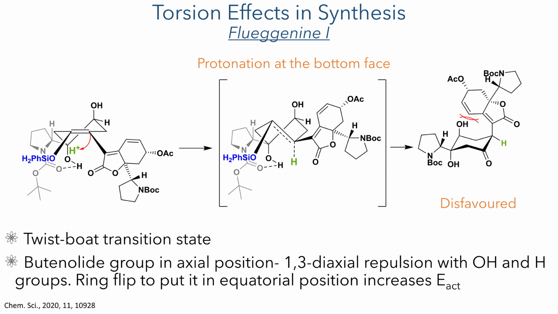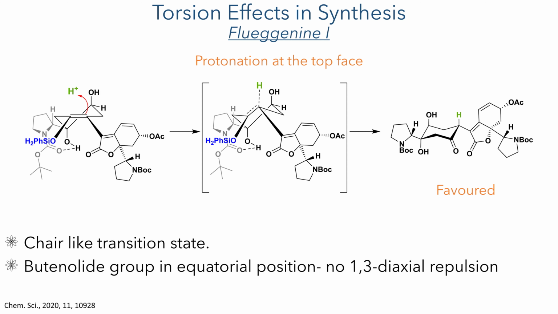The enolate type intermediate will adopt a half-chair conformation. If this is protonated from the bottom face, it must pass through a twist boat-like transition state, which then produces a product with the large butynylide group in the axial position, which suffers from 1,3-diaxial repulsion with hydroxyl and hydrogen groups. This can flip to put it into the equatorial position. However, this also increases the energy of activation. As the twist boat transition state is a high energy intermediate, it is disfavored.